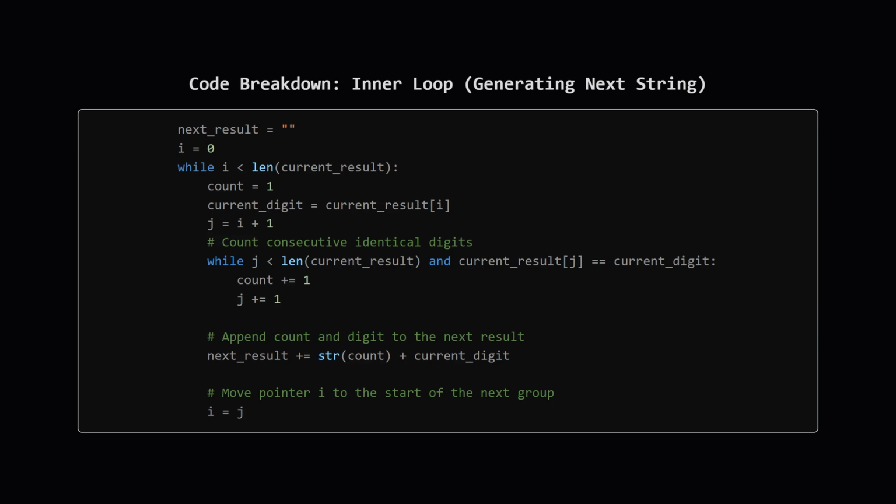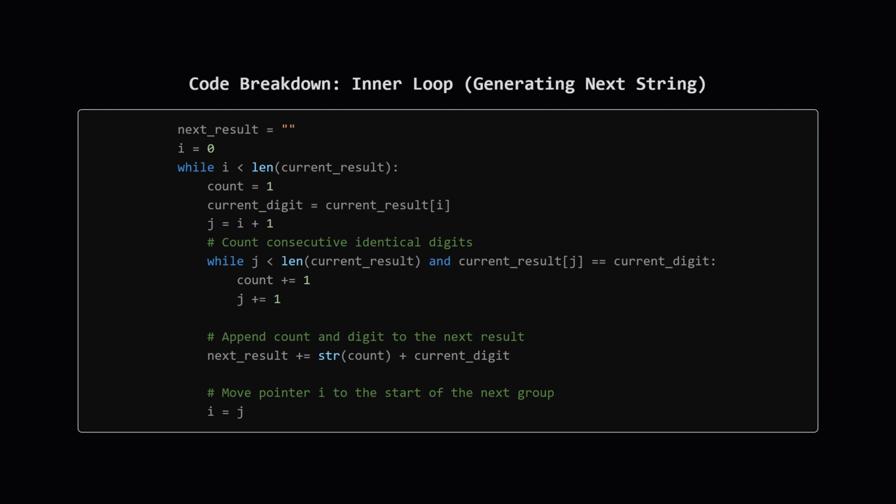Now inside that main loop, this is where the magic happens, the actual count and say. We initialize an empty string for the next result. We use a pointer i to walk through the current_result string. For each position i, we figure out what digit we're looking at and initialize its count to 1. Then we use a second pointer j to look ahead and see how many more times that same digit appears consecutively. That inner while loop increments the count and moves j forward as long as the digits match.